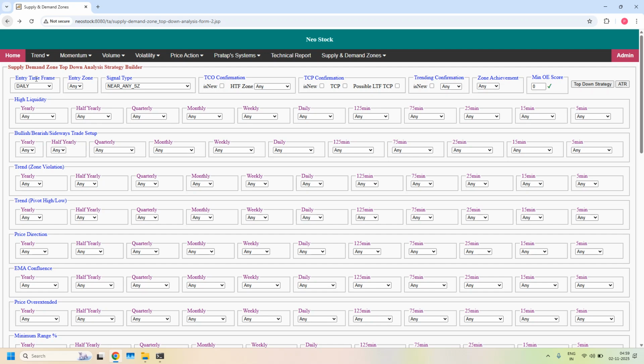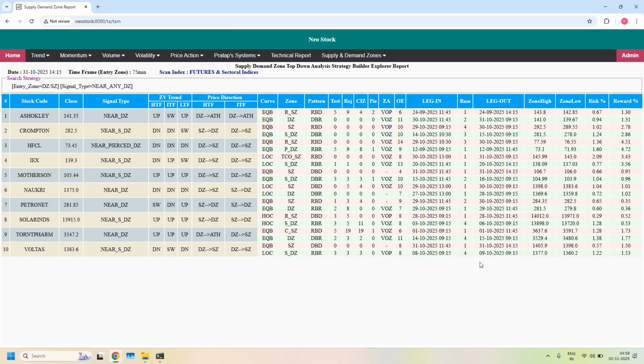Okay, next time frame is 75 minutes. Stocks near to the 75 minutes demand zone. We got 10 stocks. Let's identify high liquidity 75 minutes demand zones. Crompton is having a high liquidity zone. Next, IEX is having a high liquidity zone.